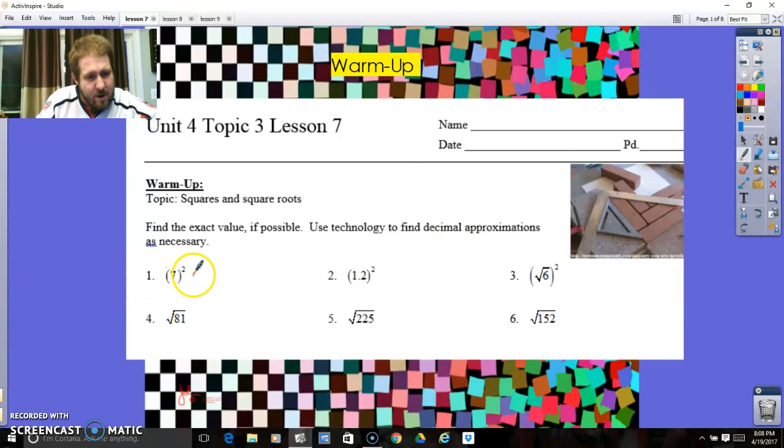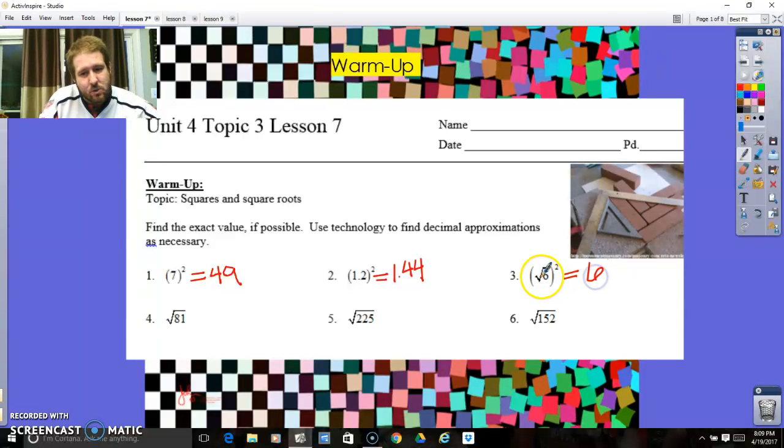Number 1, 7 squared is 49. Squared literally means times itself. 1 and 2/10 to the second power is 1 and 44 hundredths. Square root of 6 squared is 6 because the square root of anything squared is itself. Because literally when you square something, you times it by itself. That's like the opposite of the square root.